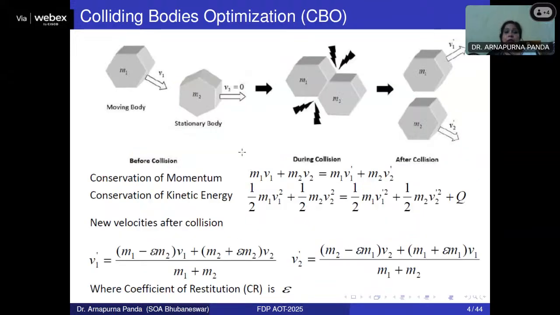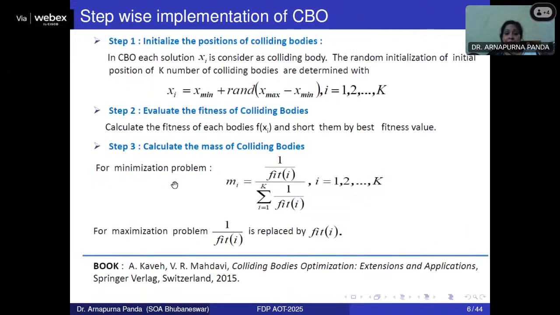So here two bodies are there with masses m1 and m2 and velocities v1 and v2, where the stationary body has velocity 0. When they collide with each other, they change their velocities to v1 dash and v2 dash, with some conservation of kinetic energy. So v1 dash and v2 dash are the updated velocities, calculated by two equations: conservation of momentum and conservation of kinetic energy. By using these two physical equations, we get the new velocities, and ultimately we change the positions of the bodies. Here we use a coefficient of restitution, epsilon, which is known as the elasticity of the bodies.